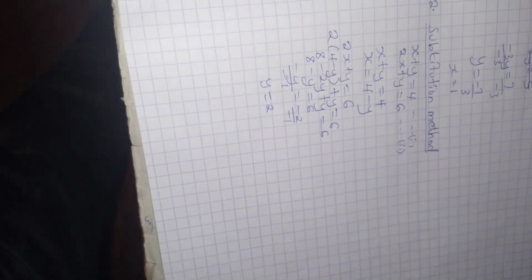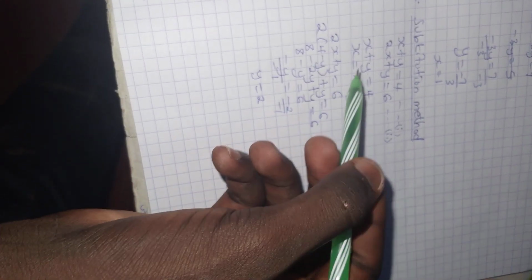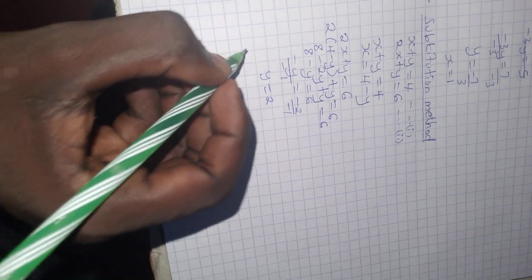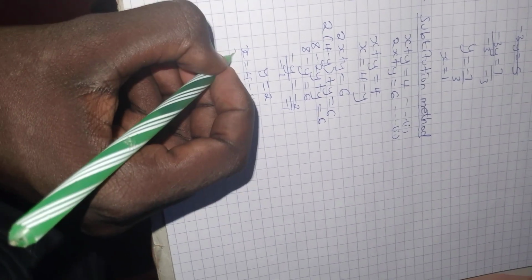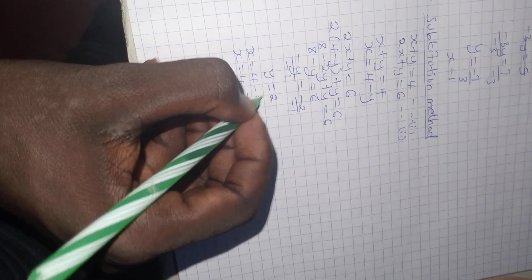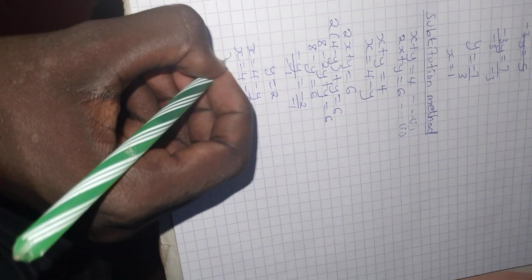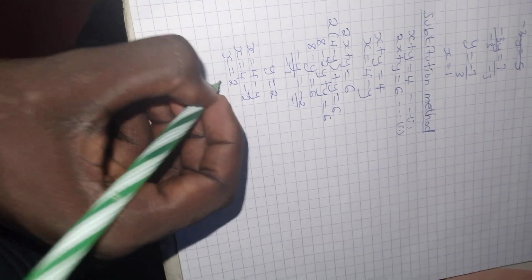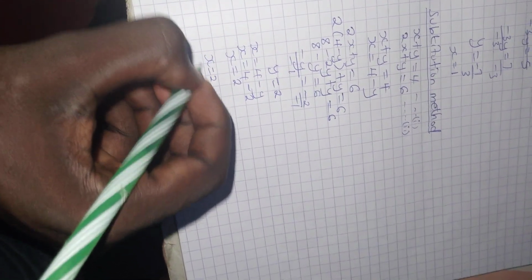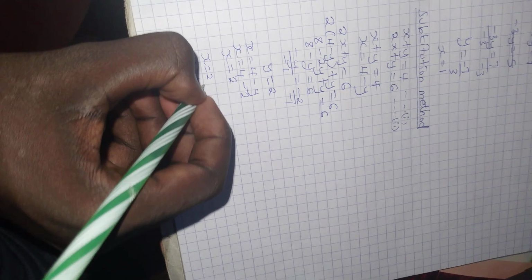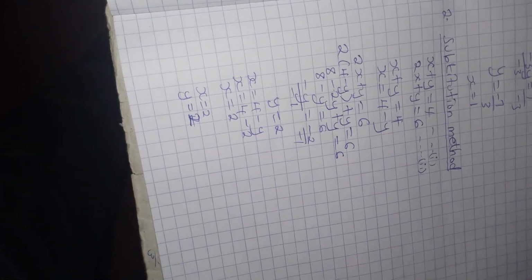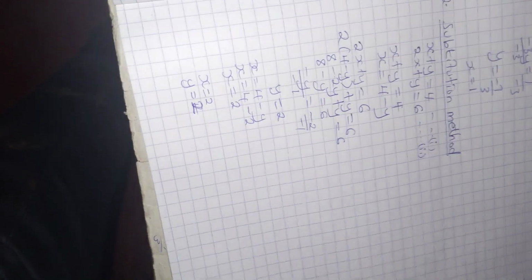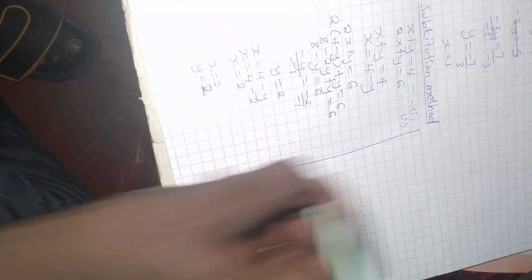Let's find the value of x. The value of x is equal to 4 minus y, and our y is 2. So x will be 2. x equal to 2, y is equal to 2. And that's how the substitution method is done when handling simultaneous equations. Let's look at another example.